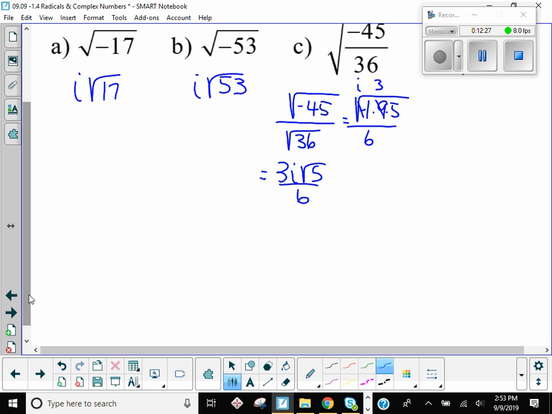The 3 and the 6, right? The 3 and the 6 are both outside the radical, so they go together. What is 3/6 simplified? 1/2. You're welcome to write that like this: 1i rad 5 over 2. I would write it like this: i rad 5 over 2.